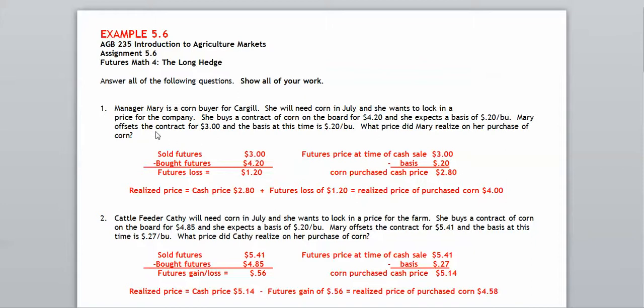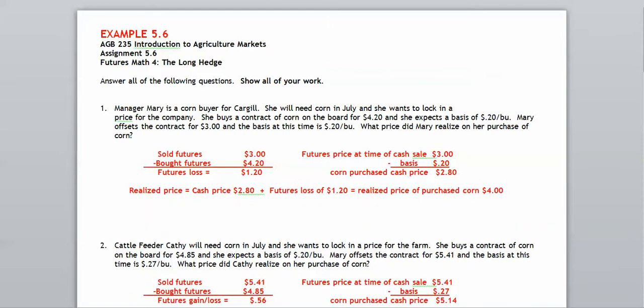Number one problem, Mary is a corn buyer for Cargill. She will need corn in July and she wants to lock in a price for the company. She buys a contract of corn on the board for $4.20. She expects a basis of 20 cents. Mary offsets the contract later at $3 and the basis at this time is 20 cents. What price did she realize on her purchase of corn?